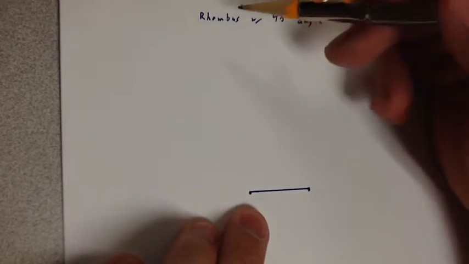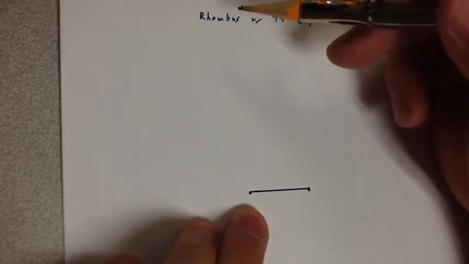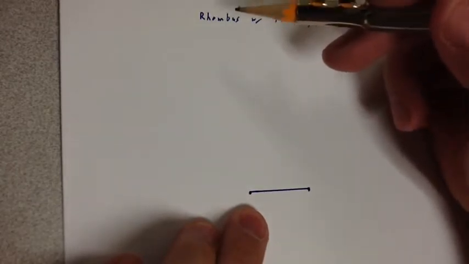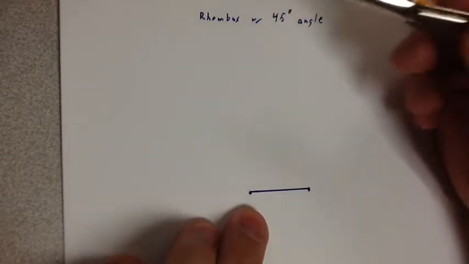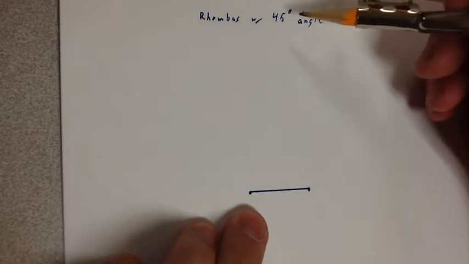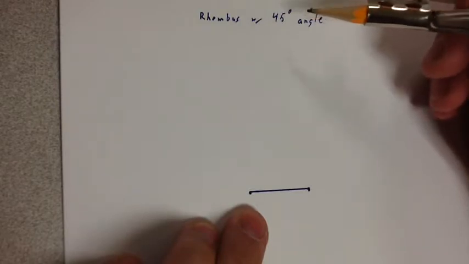Now, if I'm making a rhombus, what's a rhombus? Remember, that's a quadrilateral with 4 congruent sides. A square is an example of a rhombus, but since we need a 45-degree angle, that's not quite what we're looking for.